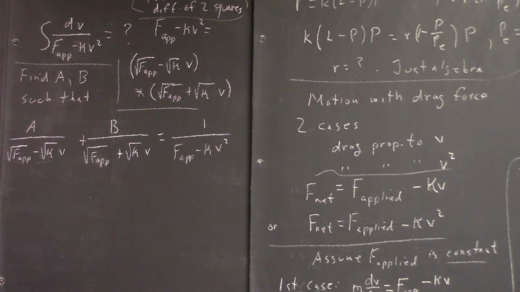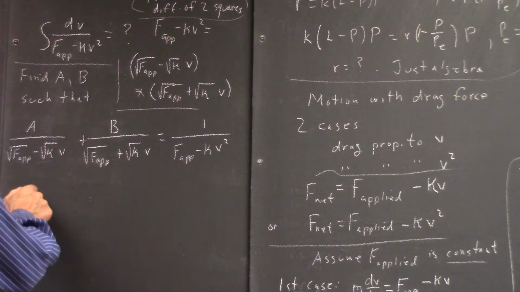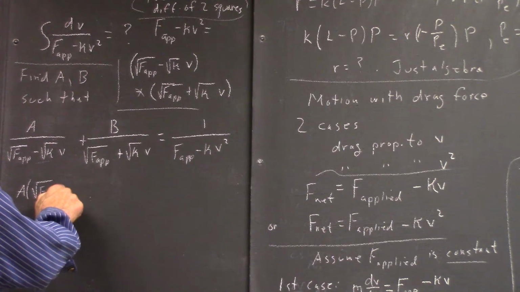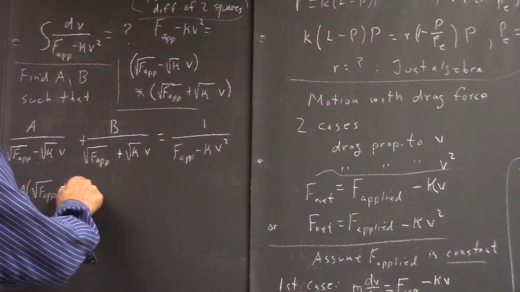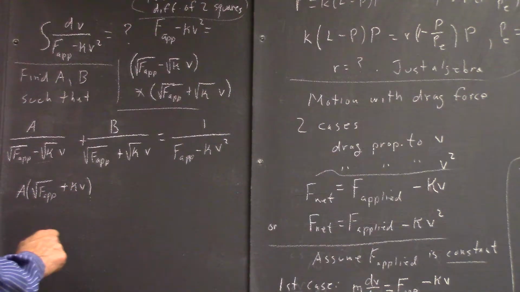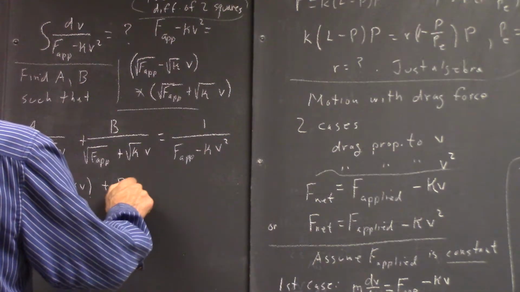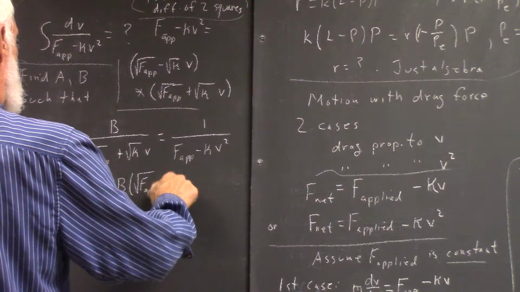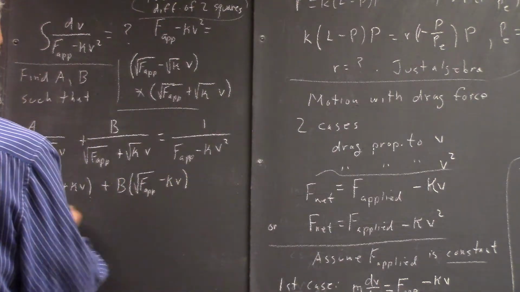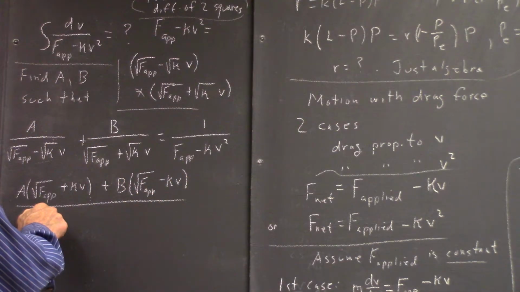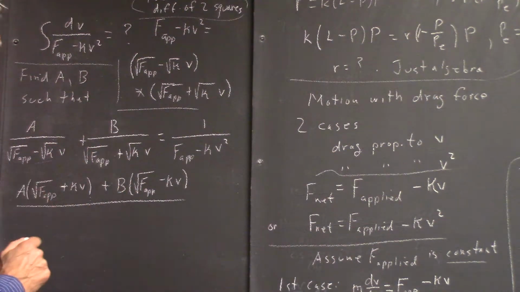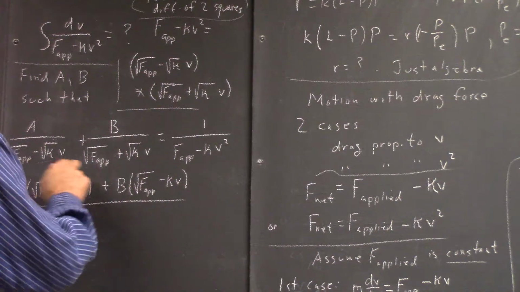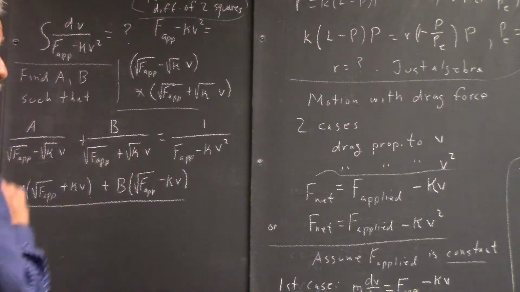Okay? Well, do the common denominator. You're going to have A times square root of f applied plus square root of kappa v plus B times the square root of f applied minus square root of kappa v over the product of these two, which is just what? Square root of f applied times square root of f applied. This gives you f applied, right?